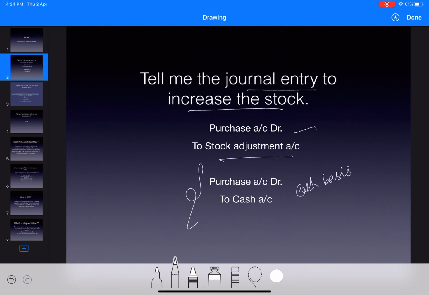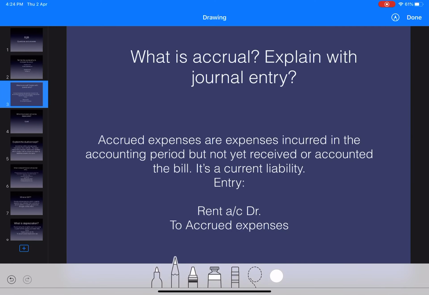All right, so don't get confused about this entry, the journal entry to increase the stock, how to increase or decrease it. It's very simple. If you want to increase the stock in your godown or in your company, then you need to make the purchases. All right, so the next question is, what is accrual, and explain with journal entry.